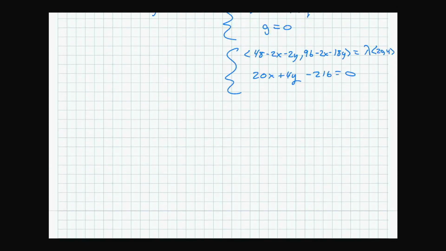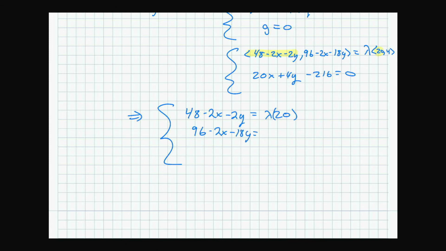But remember that actually this splits up into two equations. So when you split it up, you've got 48 minus 2x minus 2y. That's the x component, right? You're dealing with the x component here and the x component here, so equals lambda times 20. Then you've got 96 minus 2x minus 18y equals lambda times 4. And then you've got 20x plus 4y minus 216 equals 0. And so there we go.